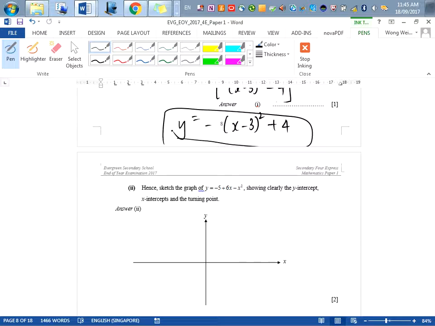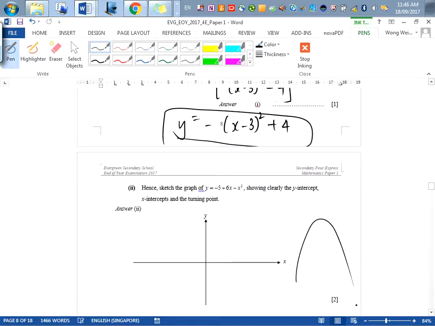What shape is it? Parabola. Okay, it is a parabola. Does it have a maximum or minimum point? Maximum point because of the negative sign. Yes? This negative sign is for the x squared. So I know that it will be a parabola looking like this. Not very nice.